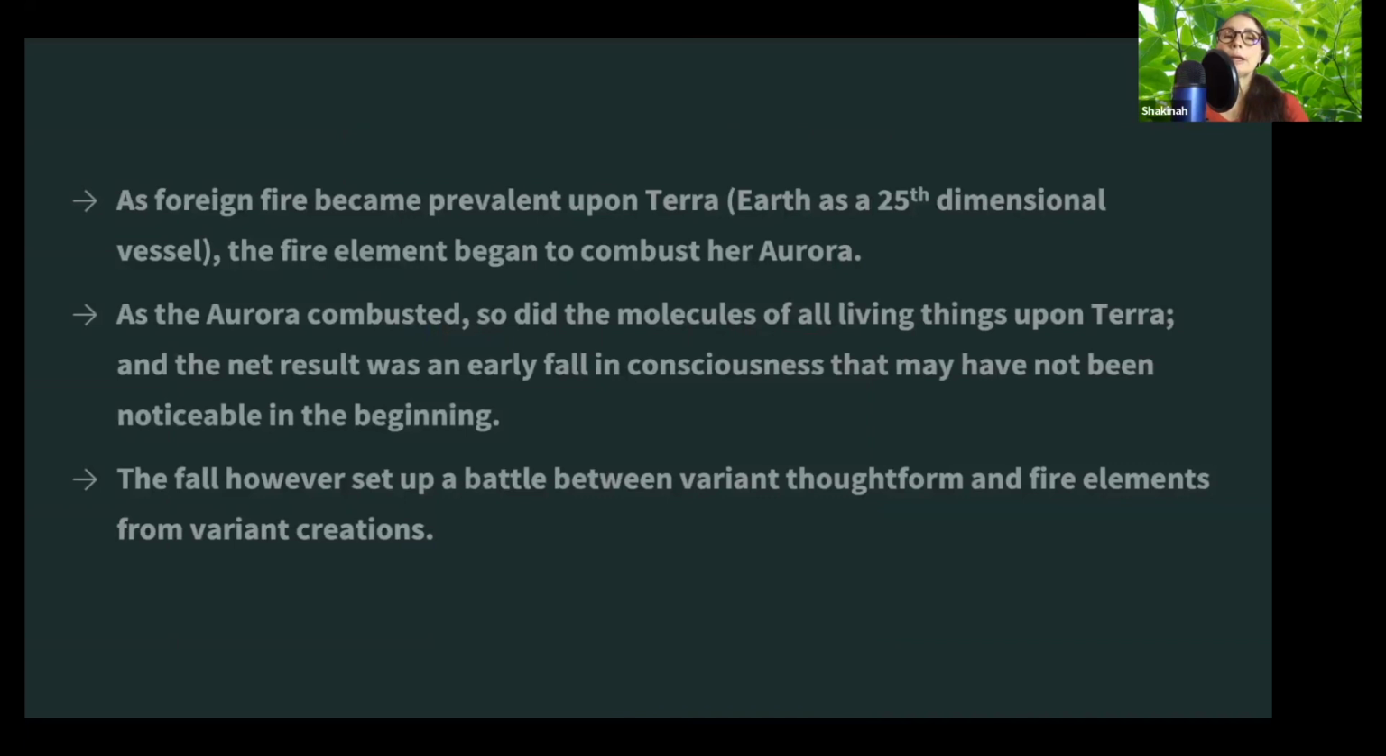As foreign fire became prevalent upon Terra, Terra is the name of Earth as a 25th dimensional vessel, the fire element began to combust her aurora. As the aurora combusted, so did the molecules of all living things upon Terra, and the net result was an early fall in consciousness that may have not been noticeable in the beginning. The fall, however, set up a battle between variant thought form and fire elements from variant creations.